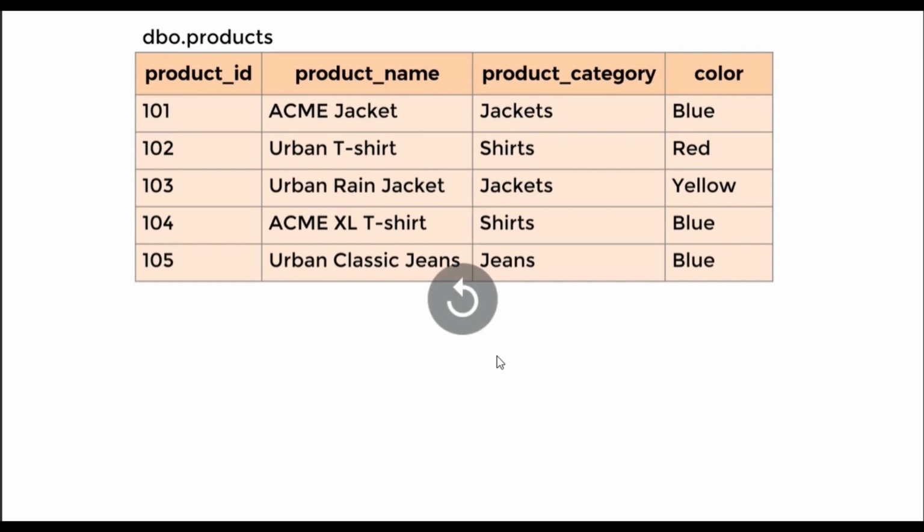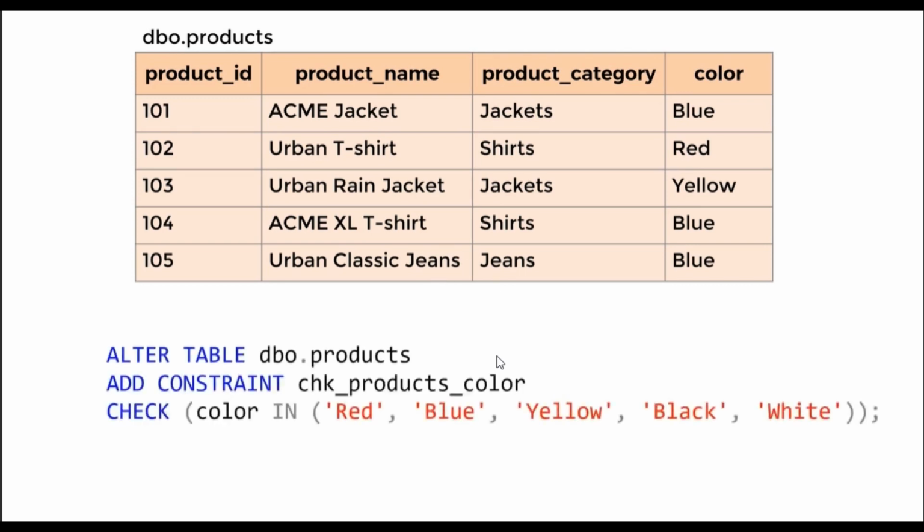Here the products table is there, right? Let's say we want to put a constraint on the color column. We can do that by using the IN operator in the check condition. Let's take a look at how we can do that using the alter table statement. See, alter table, add constraint, constraint name, and check color in red, blue, yellow, black, white.